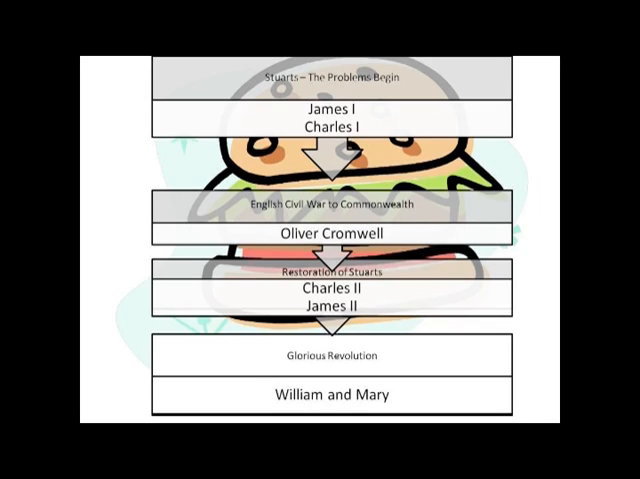Some of you may be wondering if I actually expect you to know all those English rulers in order, and the answer is yes, but hopefully this diagram will help you. One of my students came up with this idea, and it's basically that this time period in English history is kind of like a hamburger. If you consider the two pieces of bread the Stuart family, and the middle is the Cromwells, and at the bottom where William and Mary are, that's like the plate that it's all sitting on.